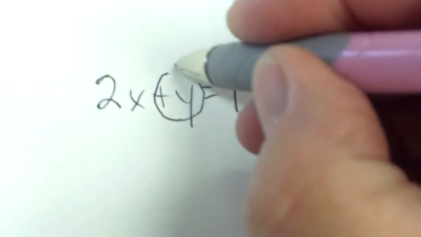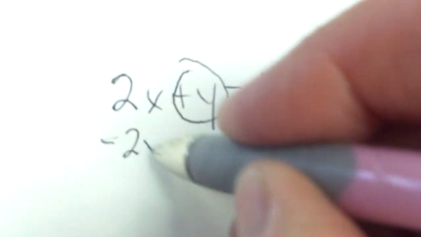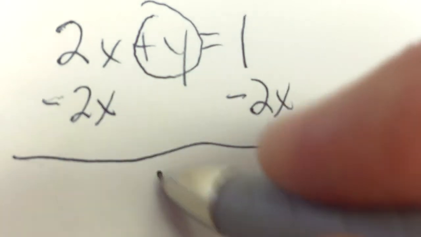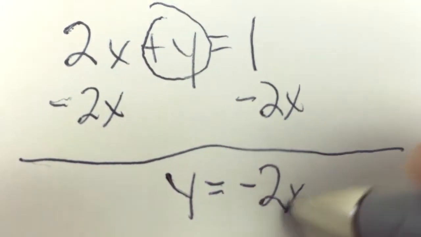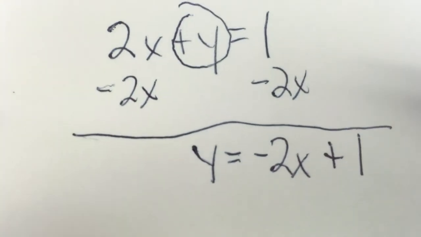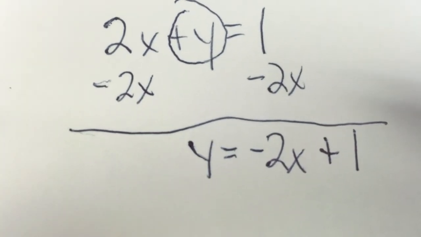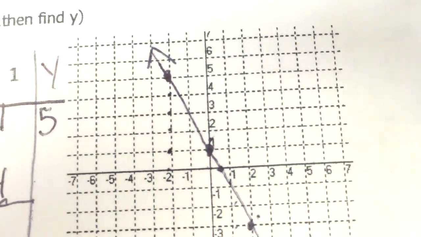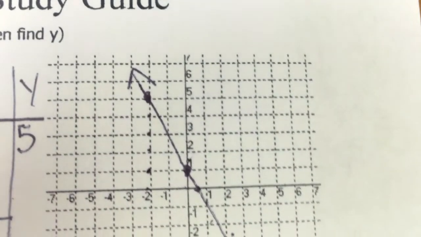I want to get y alone. I'm going to subtract 2x from both sides, and y equals -2x plus 1. Well, that was easy. So we add 1 on the y-axis, plus 1, and -2x means we go down 2 over 1, down 2 over 1. It's the same stinking line.